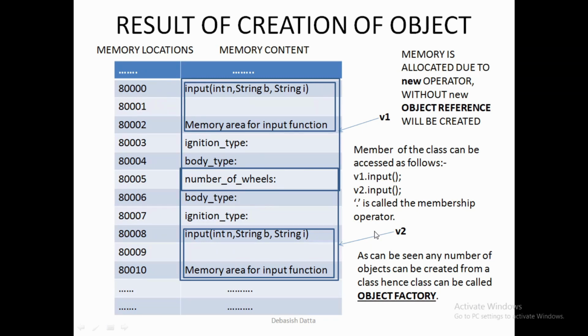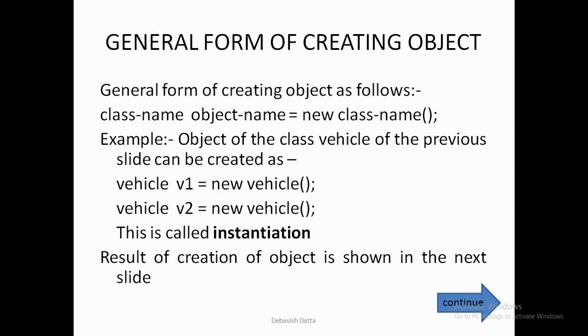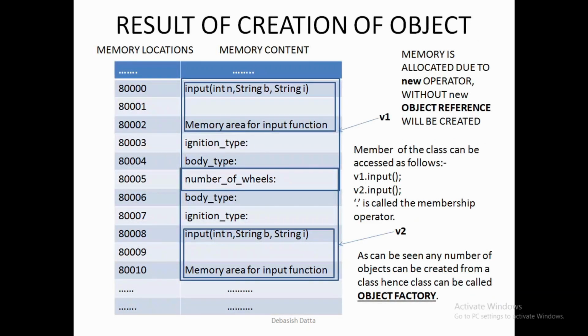Now if we don't write the new operator, that means if we put a semicolon after V1 here, then no memory will be reserved for this object. Instead of creating an object, an object reference will be created, and that object reference will contain a special type of value called null, N-U-L-L, which indicates that it is not an object, it is actually an object reference.